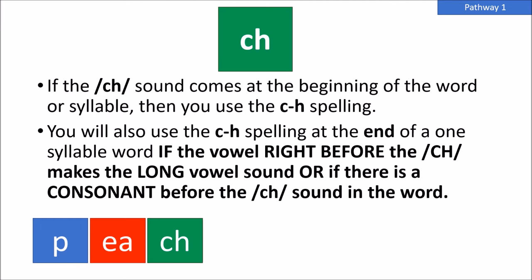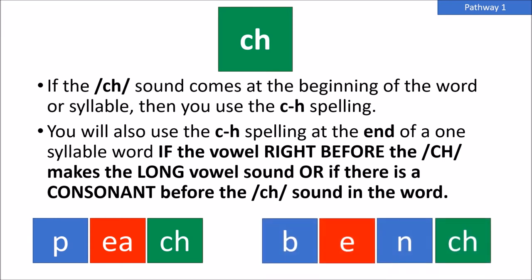Another example is in the word bench. Even though we hear the short e sound, the sound that comes right before the ch is n, which is a consonant sound. Anytime there is a consonant just before that ch sound, you are going to spell it with the ch spelling.